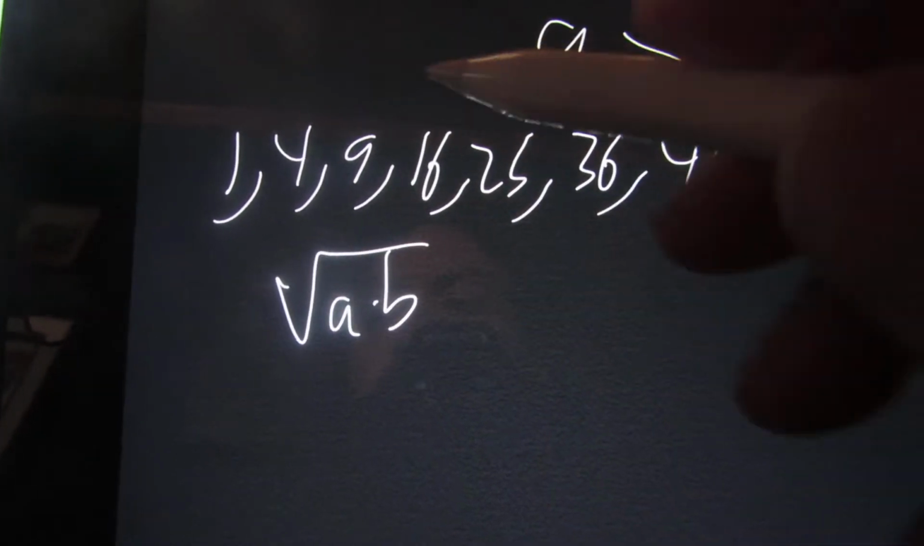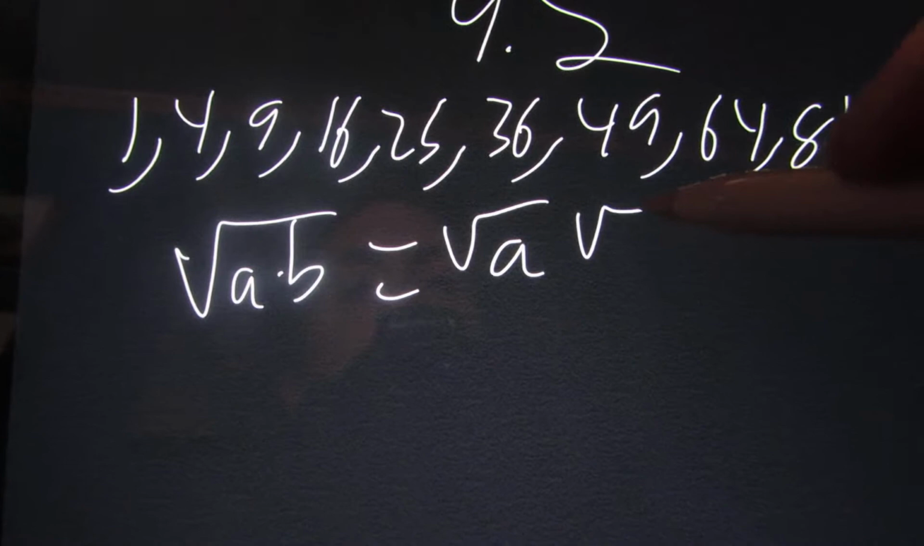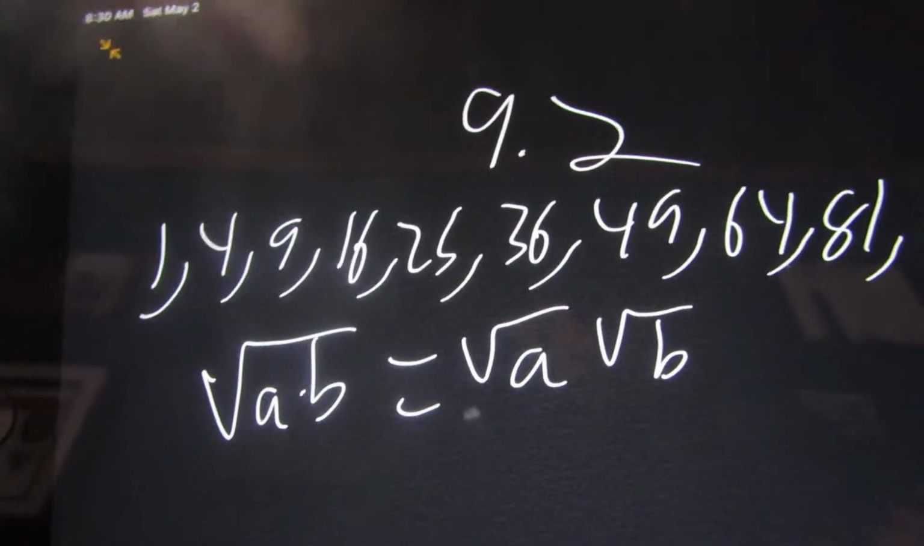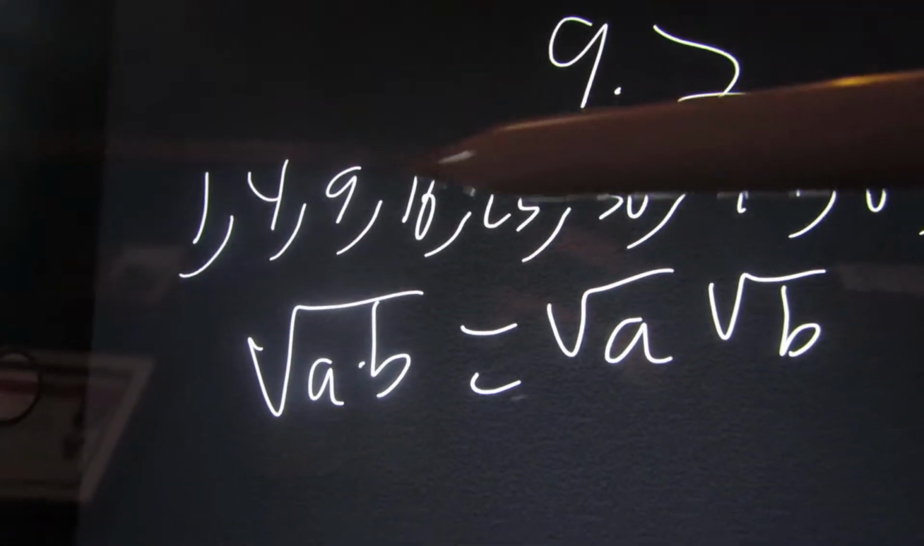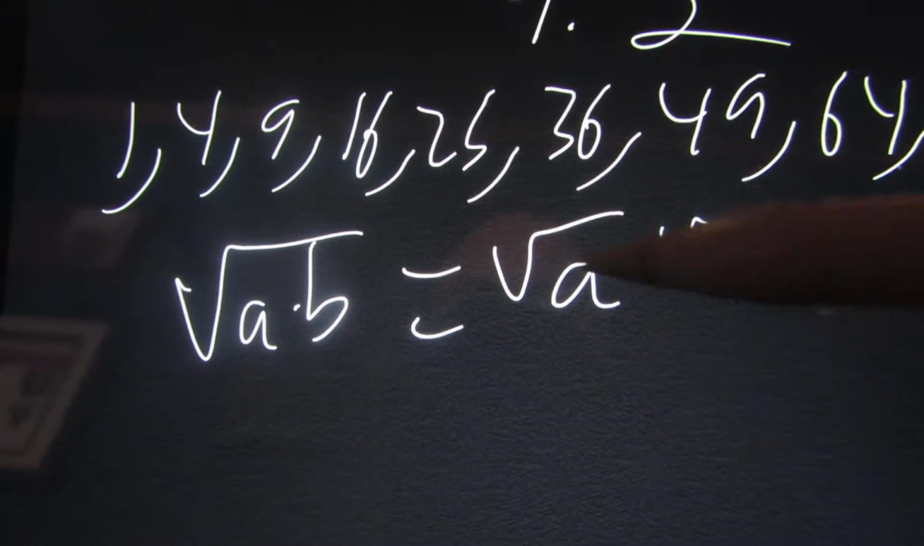If we have the square root of a times b, we can rewrite that as the square root of a times the square root of b. And what we're going to do is, when we have a number that's not a perfect square, we're going to see which one of these numbers will divide evenly into it to make it so that we have this.